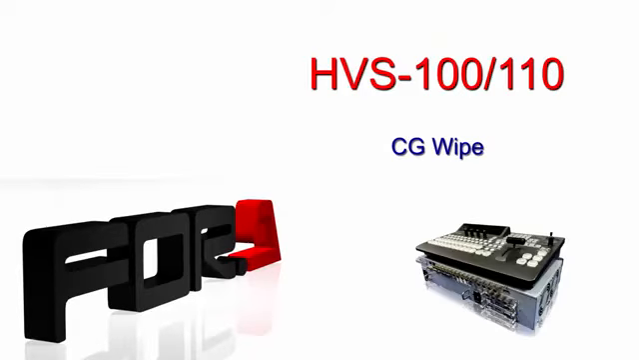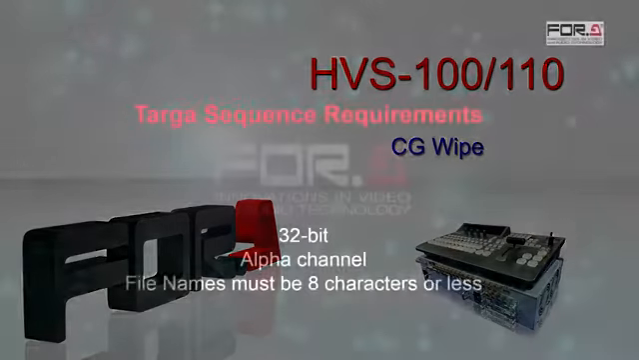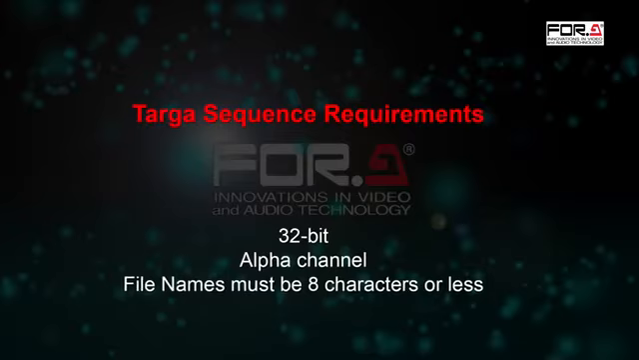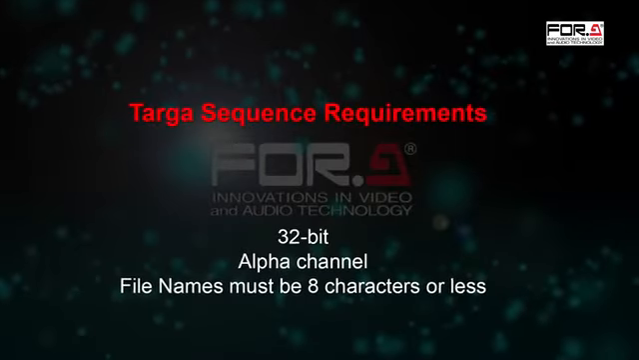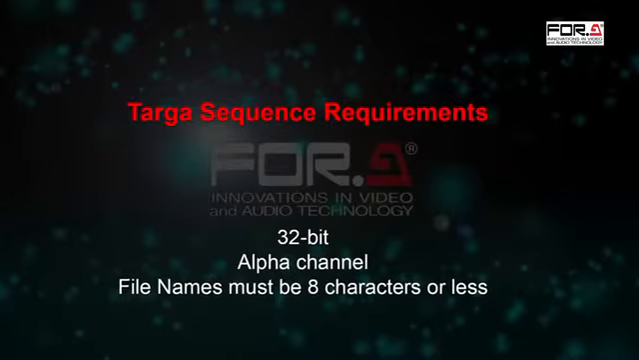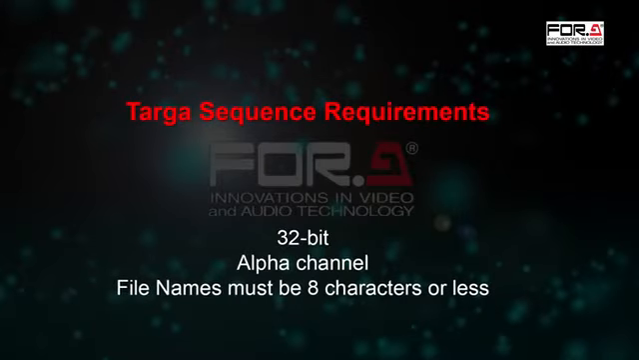Today we'll show you how to create a CG wipe using your HVS-100 and HVS-110. Before we begin, please make sure that when creating a Targa sequence to save the files as a 32-bit, or else the alpha channel will not appear.